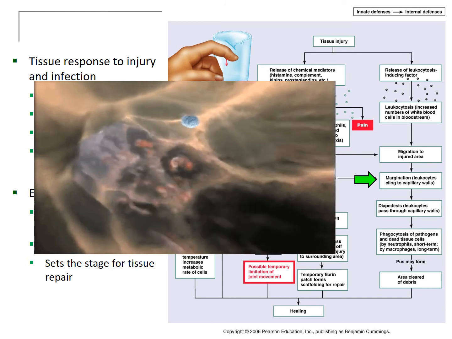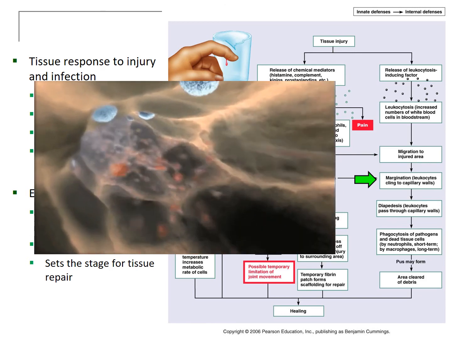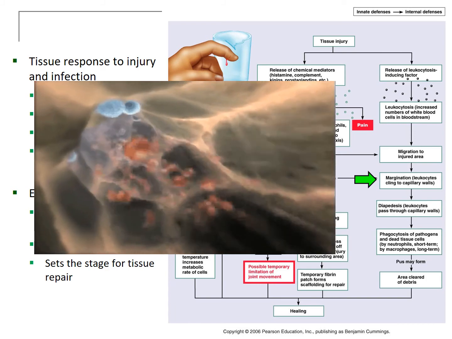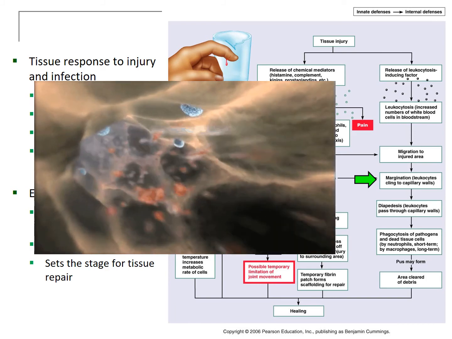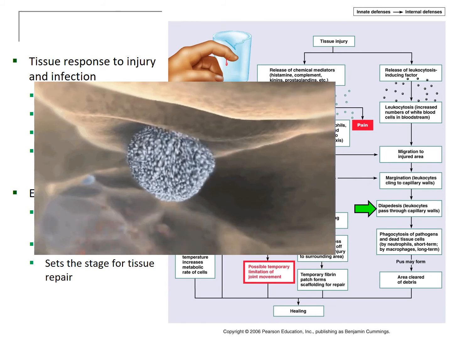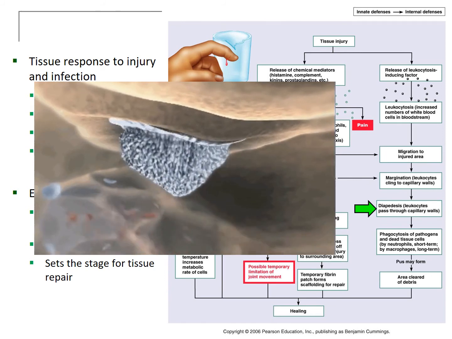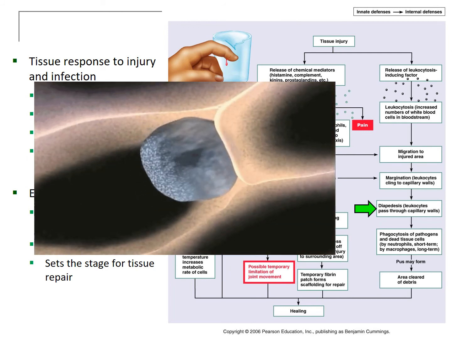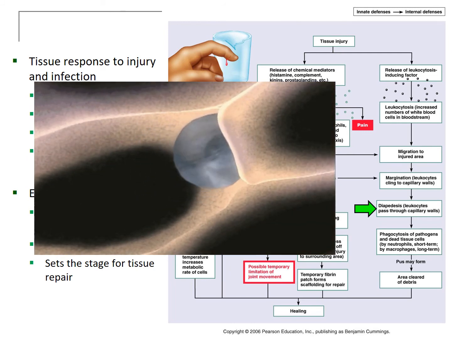You're going to get what's called margination, which is where the leukocytes are clinging to the capillary walls, and you can see that happening in this animation. And you can also get diapedesis, which is when leukocytes flatten out and actually pass through the capillary walls between the cells of the capillary, and this is what you can see happening here.